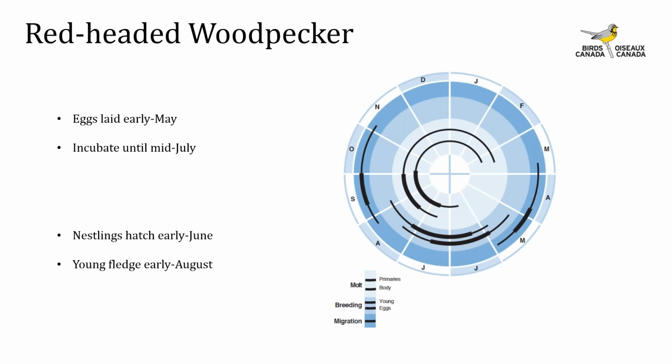So they begin laying eggs in early May, and they'll continue to incubate eggs until mid-August in the southern portions of the range. However, in Ontario, they're usually finished incubating by mid-July. The young begin to hatch in early June, and the young will have fledged the nest by early August.